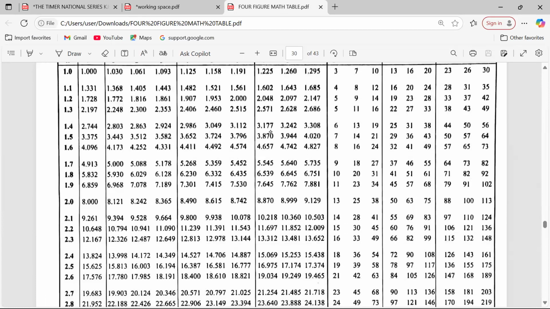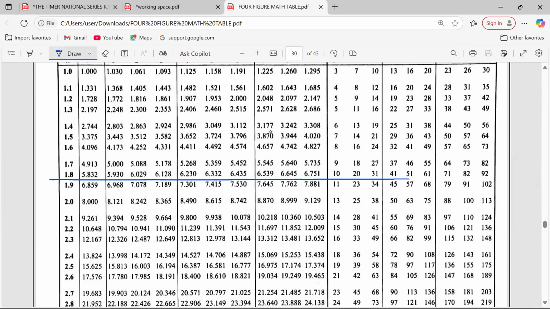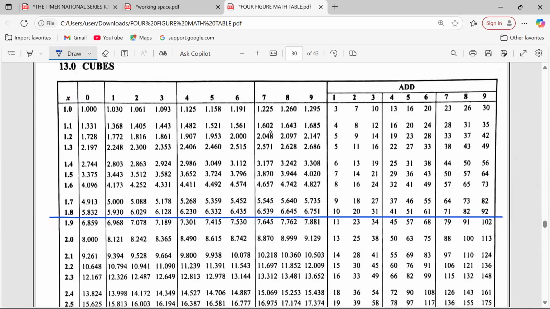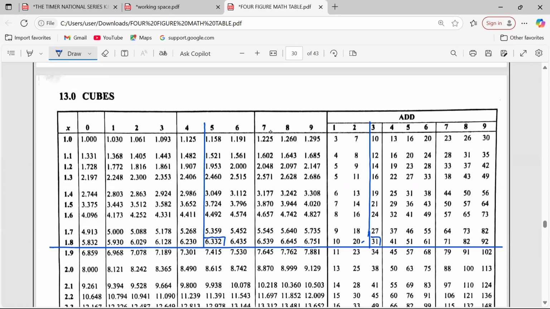1.853. So 1.8 is here. So this is the row that we shall use. 1.8, we go to 5, 3. So 5 is here. Then 3. And this is what we are having. And 3, 1. Therefore, we will take 6.332 and we add 3, 1 that way. So here we shall have 3, 6, 3, 6.